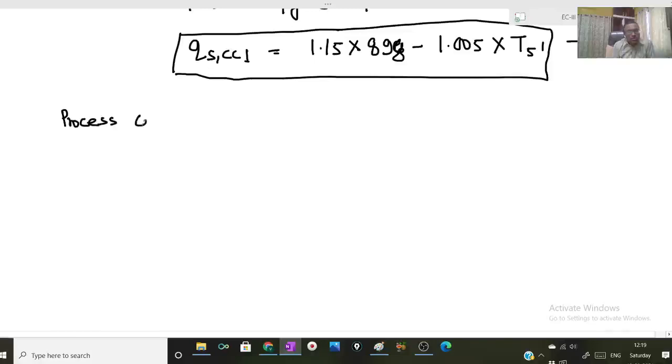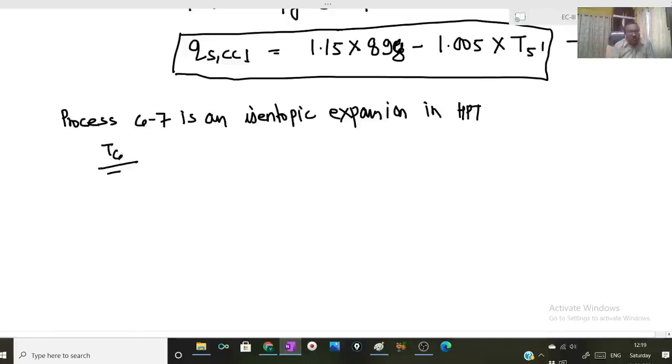So first, process 6 to 7 is an isentropic expansion in the high pressure turbine. So what does it mean? T6 over T7 is equal to P6 over P7 raised to the power, and the turbine is handling gas, so the adiabatic index for gas will come into picture.